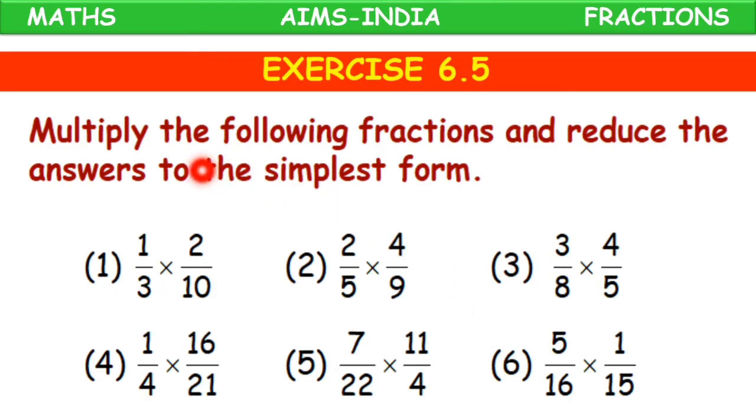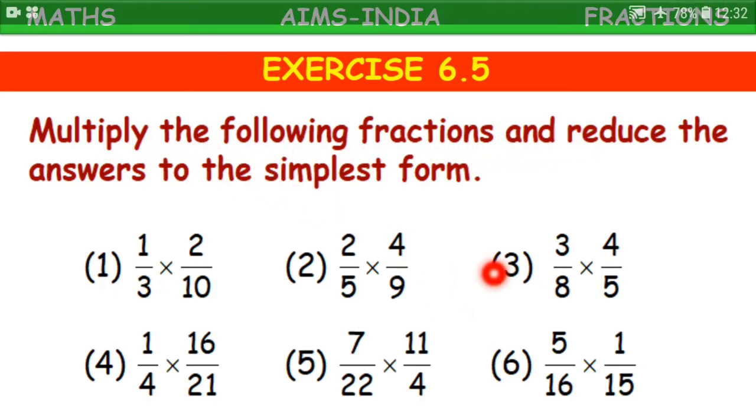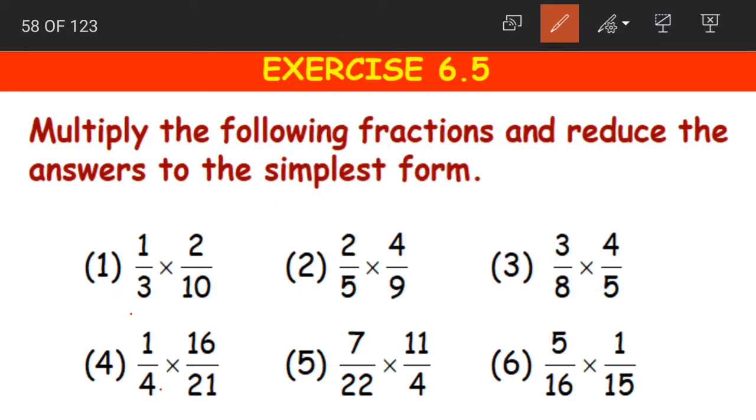Now next we have an exercise where we need to multiply the following fractions and reduce the answers to the simplest form. Okay, here we are having 6 questions. I'll explain 2. The remaining 4 are to be done by you. Okay. Coming to the first one, 1 by 3 into 2 by 10. Now 1 into 2, 2 divided by 3 tens are 30. Yes, children, if we reduce it to the simplest form, what will it be? We have 2 divided by 30.